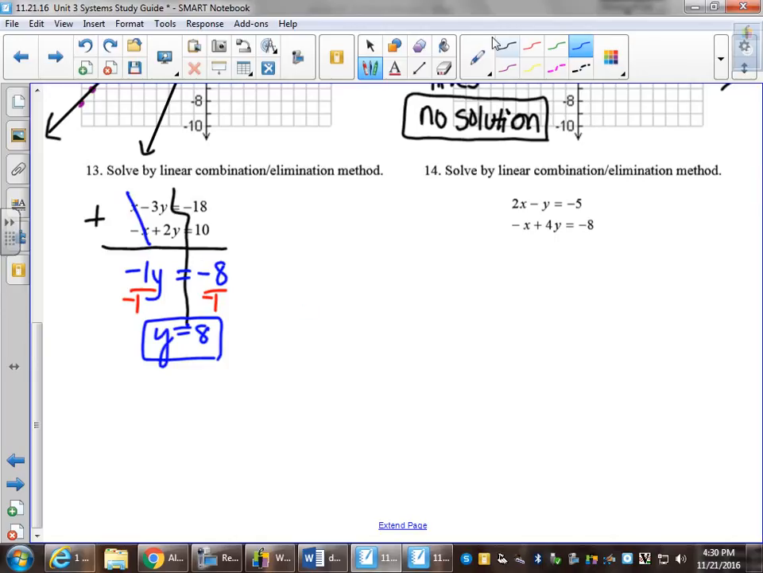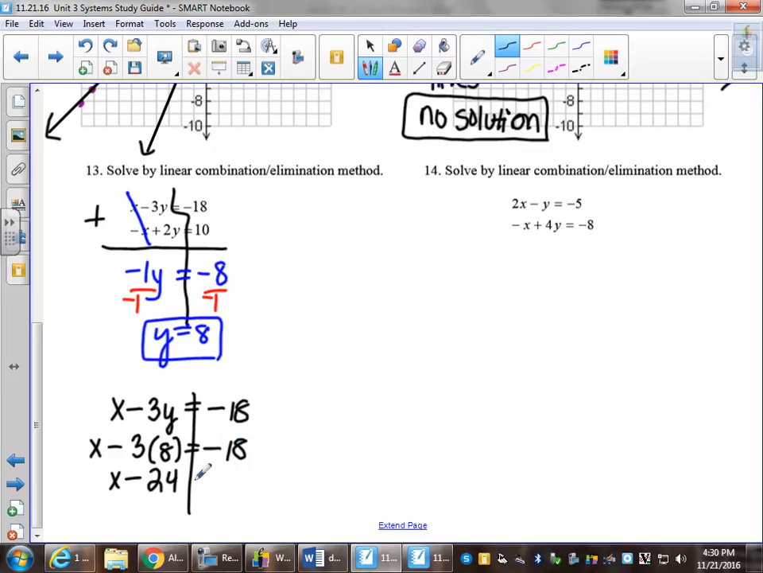It doesn't matter which we plug back into. I'll choose the first one. So x minus 3y equals negative 18. That would become x minus 3 times 8 equals negative 18. X minus 24 equals negative 18. Add 24 to both sides.